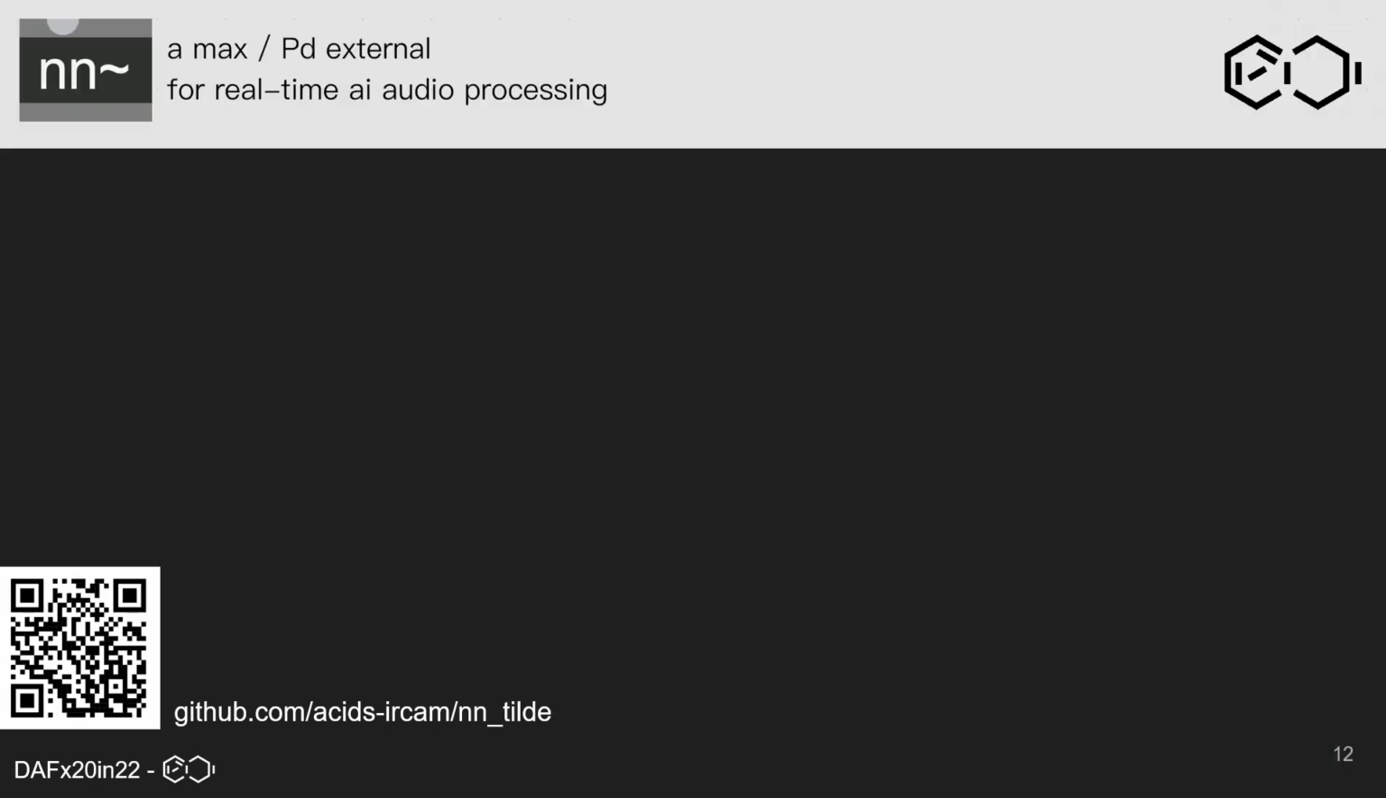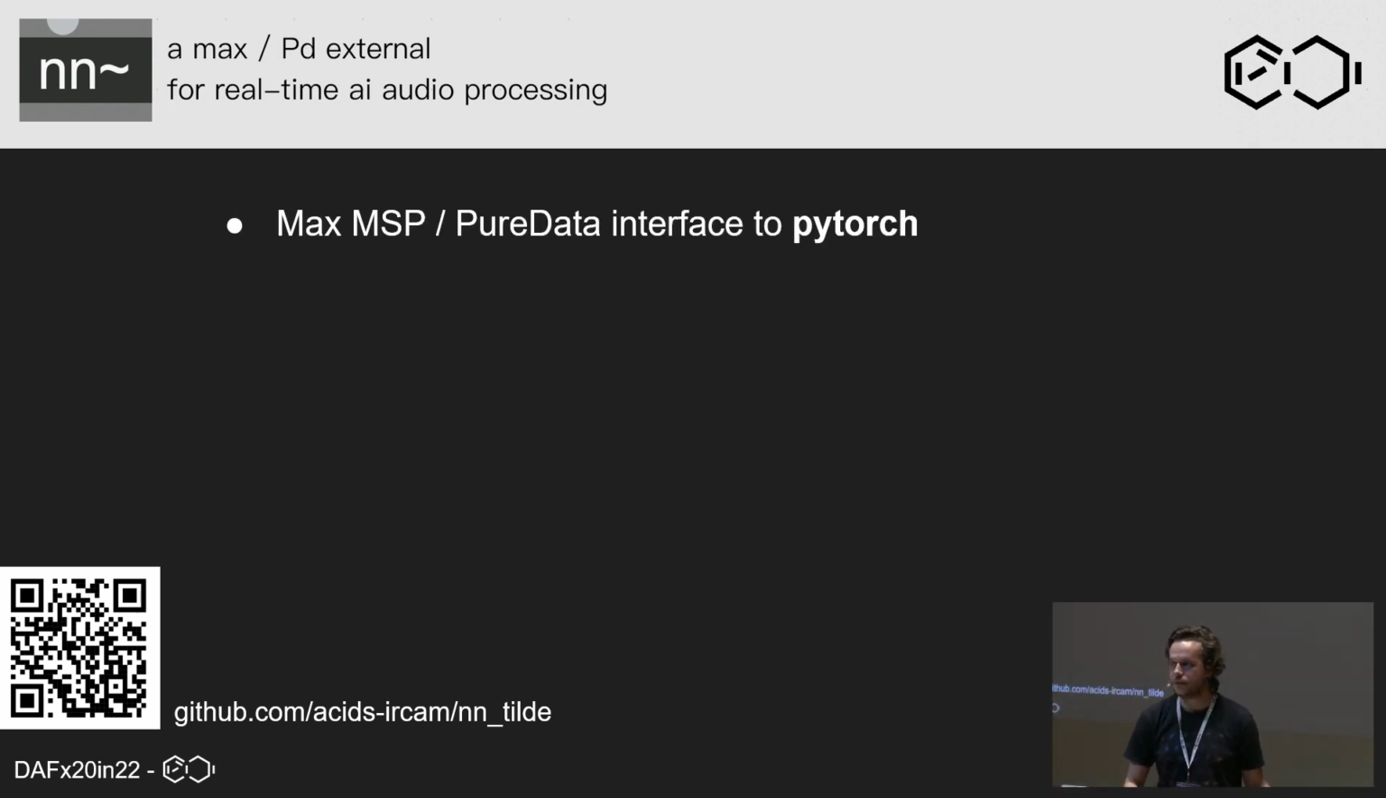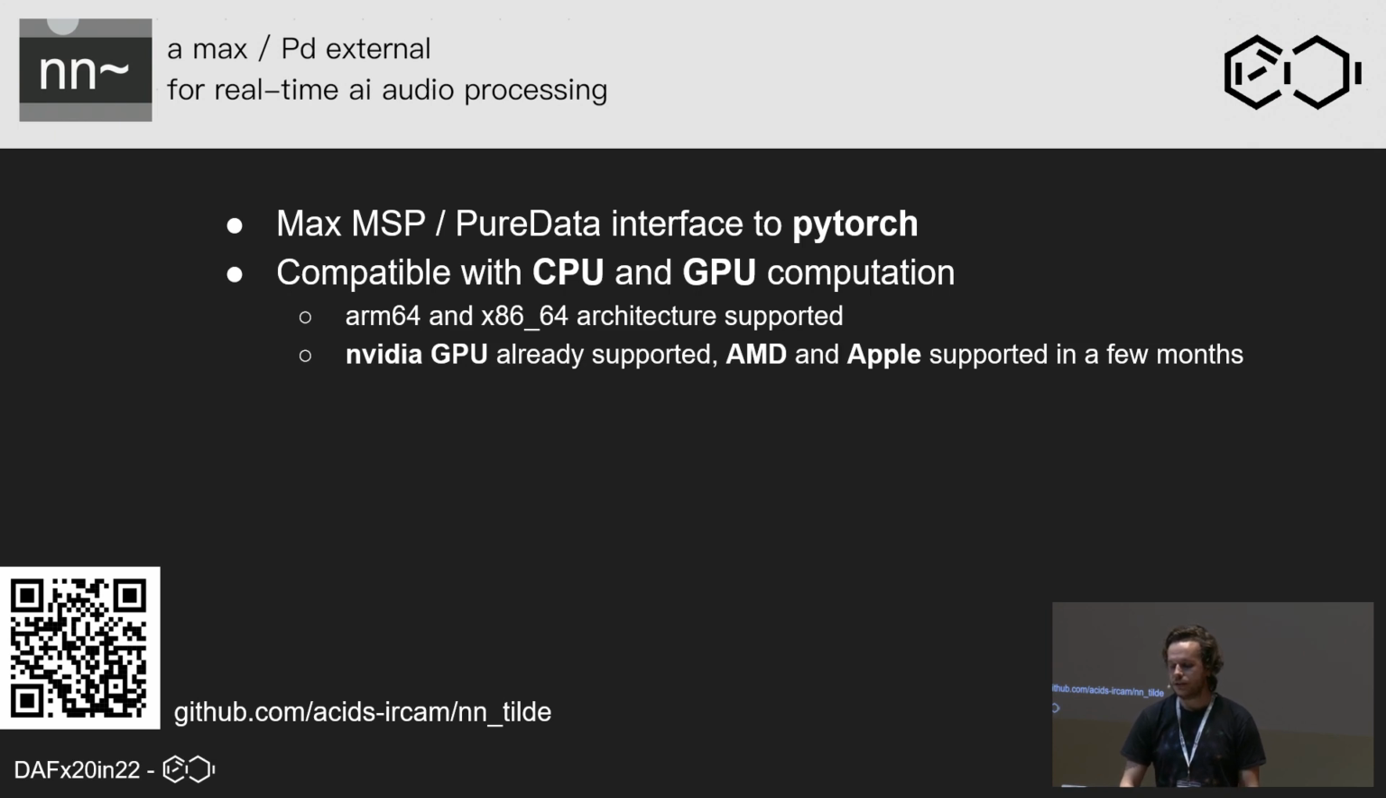We also provide an external for Max/MSP and Pure Data. That's basically an interface for PyTorch that transforms Pd and Max/MSP audio signals into tensors that PyTorch can process. It's compatible with both CPU and GPU computation. We are supporting ARM64 and Intel architectures. We're also supporting NVIDIA GPU computing, and we are about to support AMD and Apple GPUs in supposedly a few months.